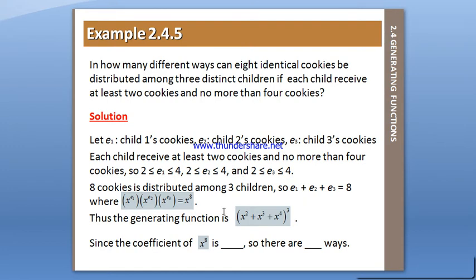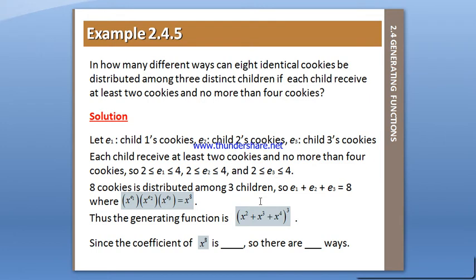When we consider the generating function, it is (x square plus x cube plus x power 4) the whole power 3. Each x square plus x cube plus x power 4 is the generating function to represent child 1, child 2 and child 3.